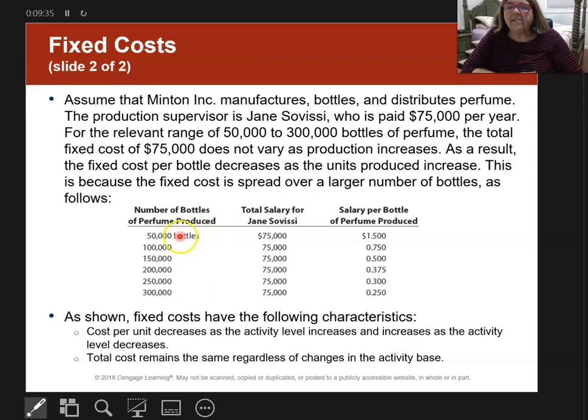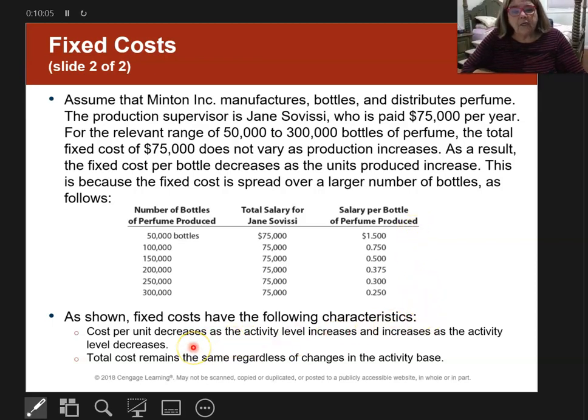And so here, as the activity base increases, you notice that the actual fixed cost stays the same regardless how many bottles are produced. But when I break it down to the salary per bottle, it's actually reduced. Okay? So as the activity base increases, the per bottle salary decreases.